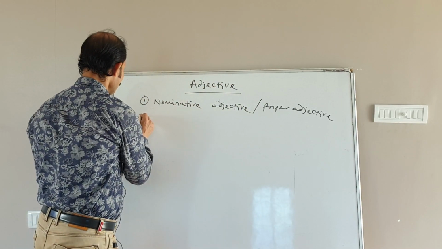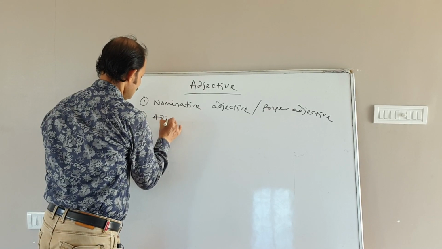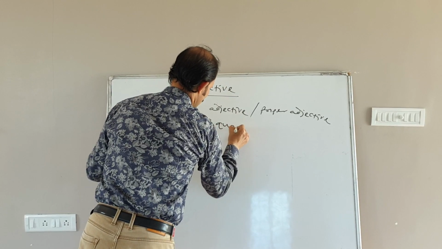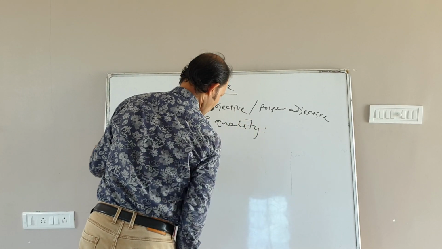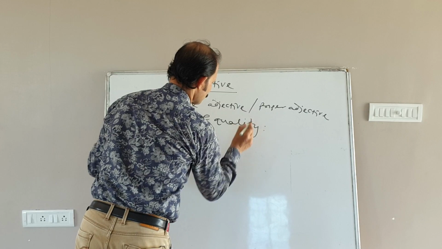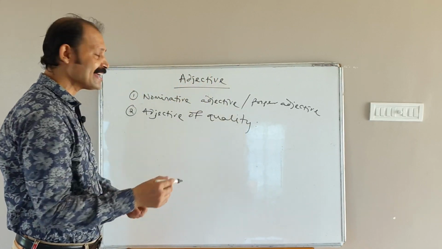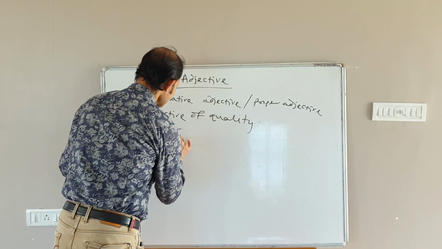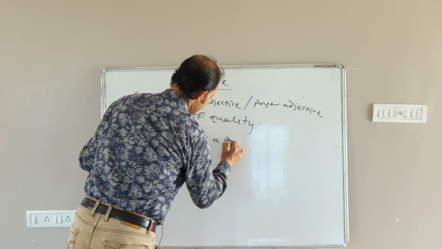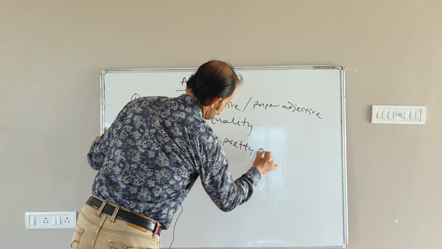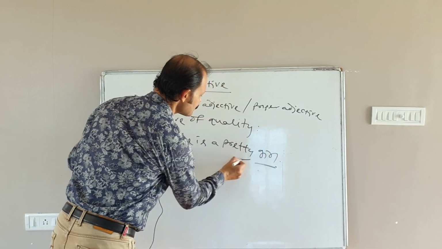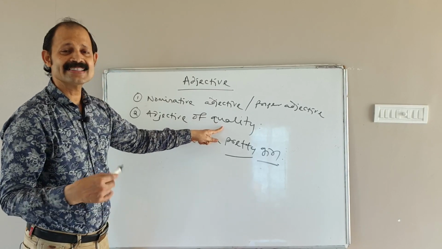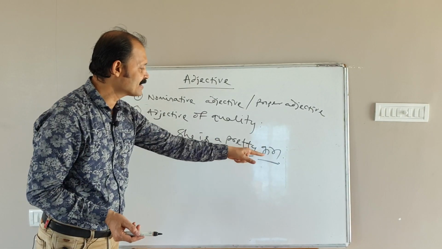Then second one, adjective of quality. What is adjective of quality? Adjective of quality answers how it is. For example, suppose she is a pretty girl. Check how the girl is: pretty. So such type of adjectives answer how. She is a pretty girl.